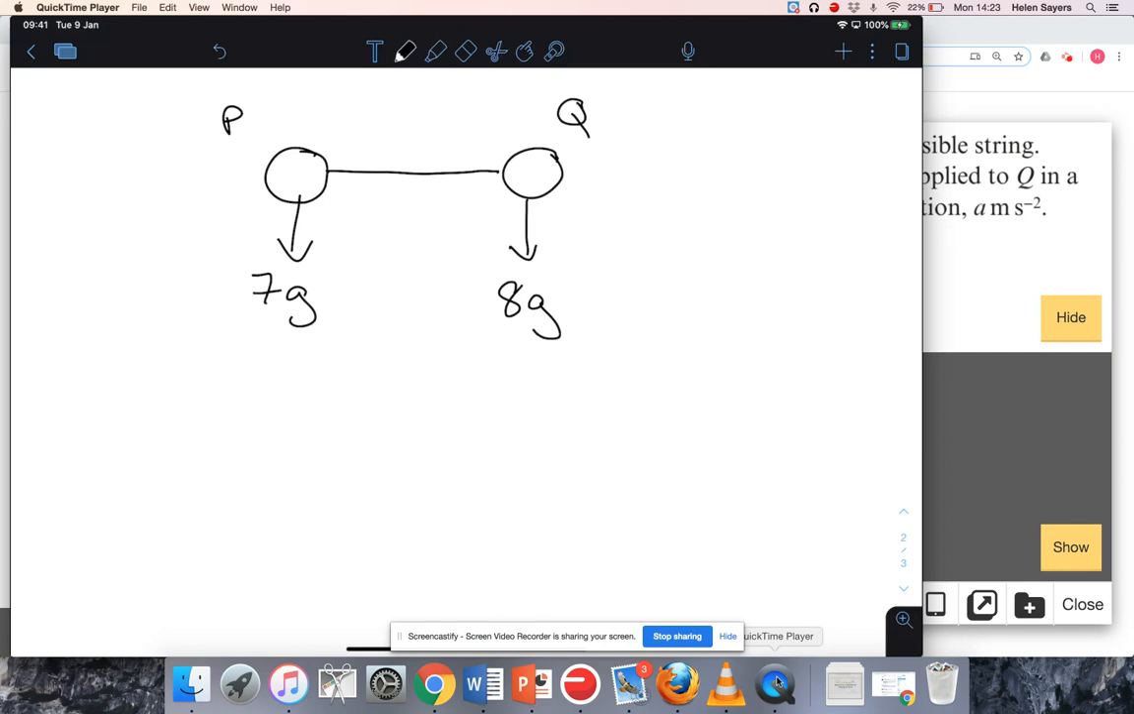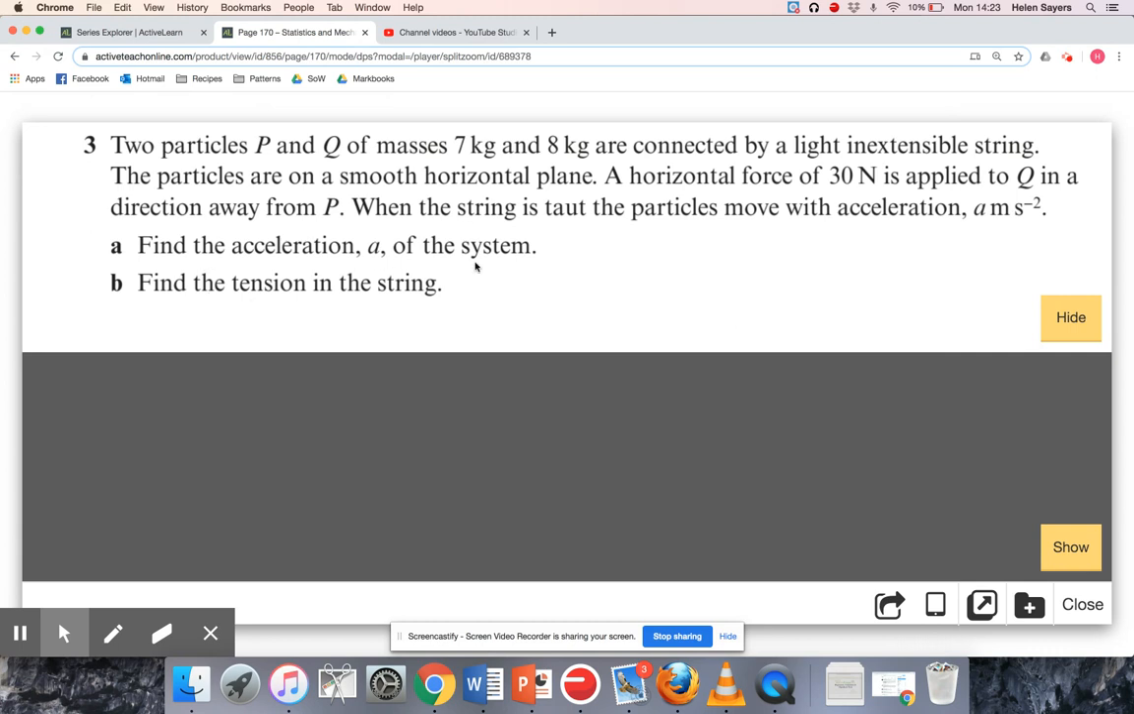So the horizontal force of 30 newtons is applied to Q in a direction away from P. So that's going to be in that direction. That's causing the whole body to move with an acceleration of a, and obviously it must be moving to the right. And then this string that's attaching them will have tension, and the values of tension in the string will be equal and opposite. So we've got tension that's pulling P, and then that same tension is what's hindering Q.